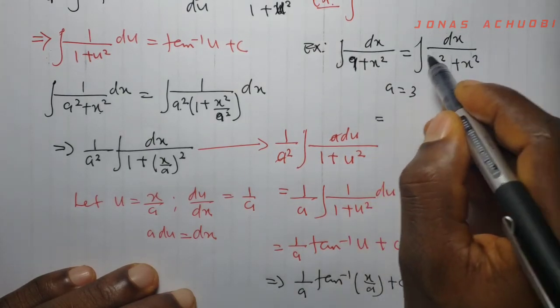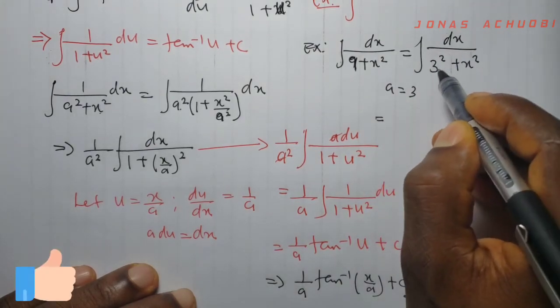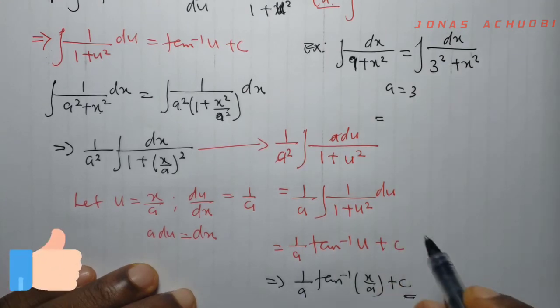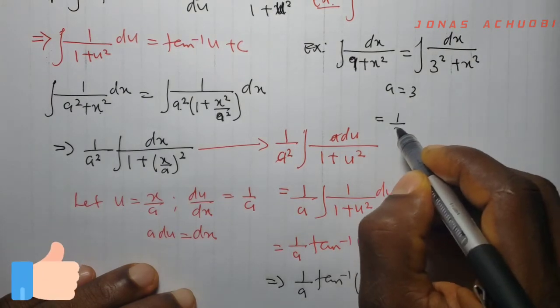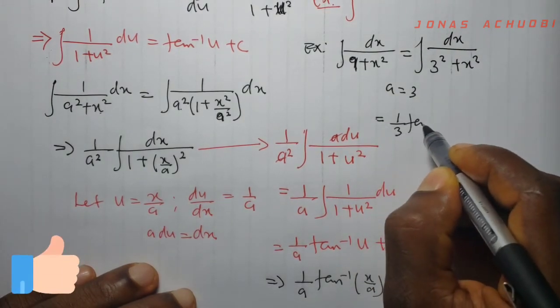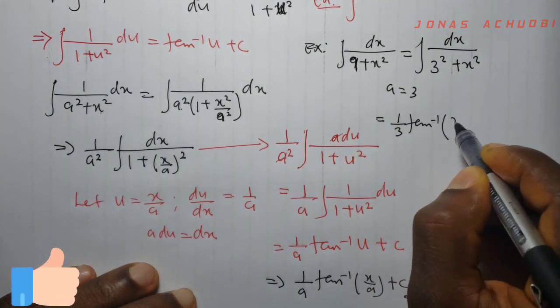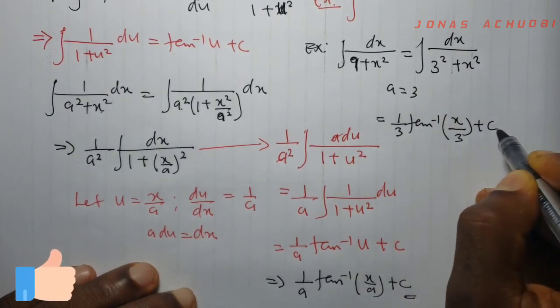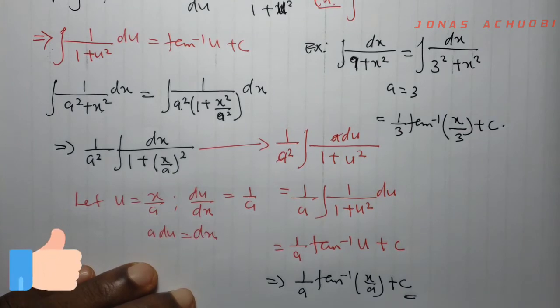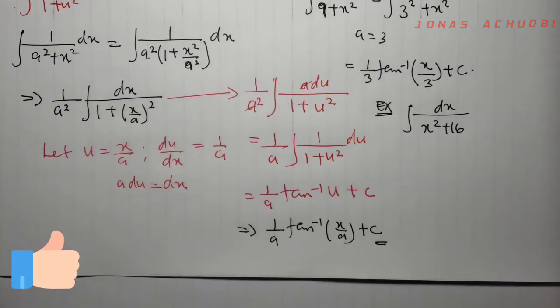So the integral of dx over 3 squared plus x squared will now be 1 over a. Our a is 3, so that is 1 over 3 tan inverse of x over a. Our a is 3, so x over 3 plus c, the constant of integration. And that is it.